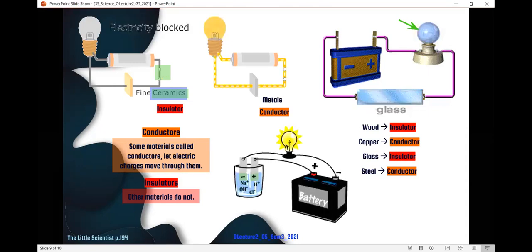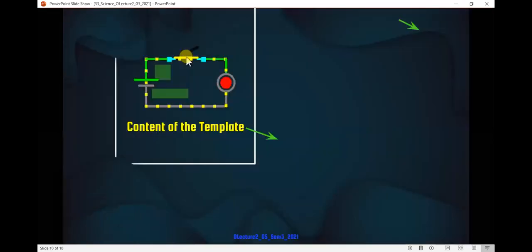Now the water. It must have salt in it. Look at the water. Is it a conductor or an insulator? I look at the device. The water with salt is a conductor. That's all. We still have 3 minutes. You can ask whatever you want.